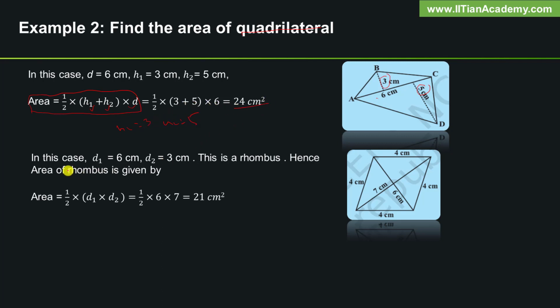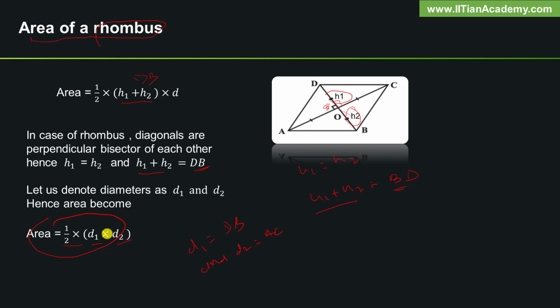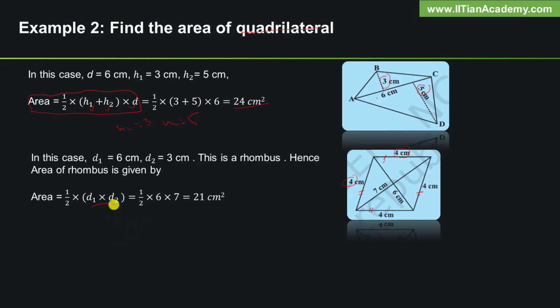The next example is a rhombus. As all four sides are equal and opposite sides are parallel, we have seen in the last slide that the area of a rhombus is half into d1 into d2. Hence, putting the values of d1 and d2, we get the area as 21 centimeters square.